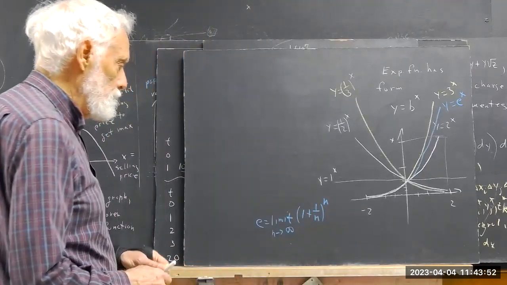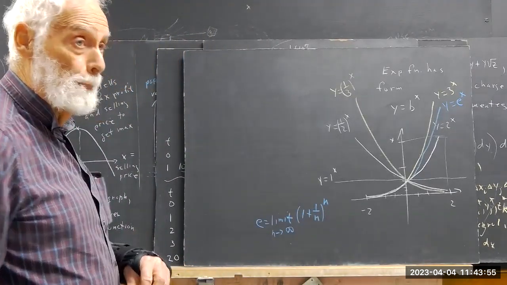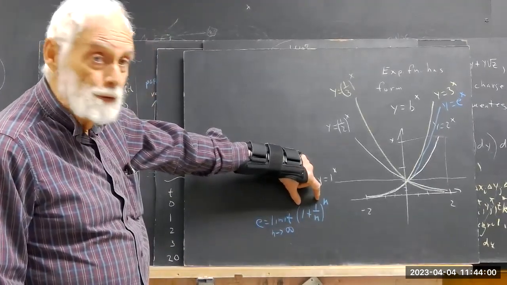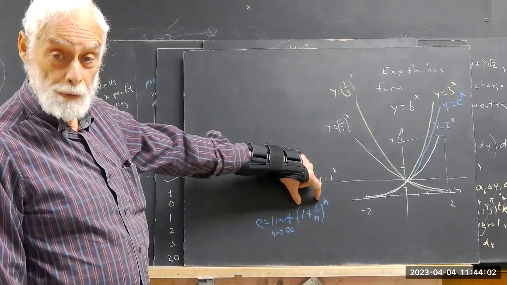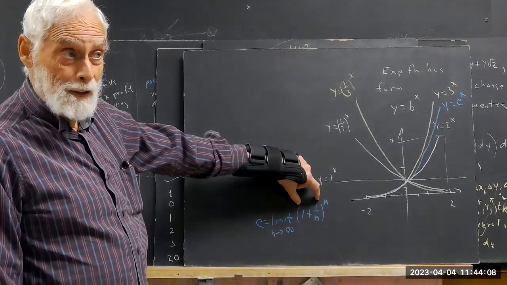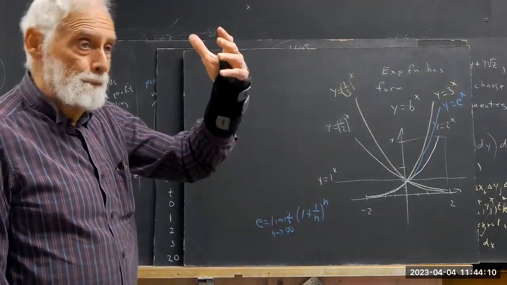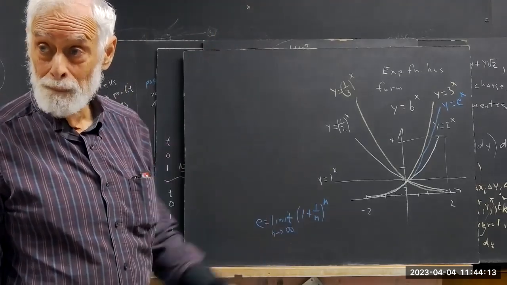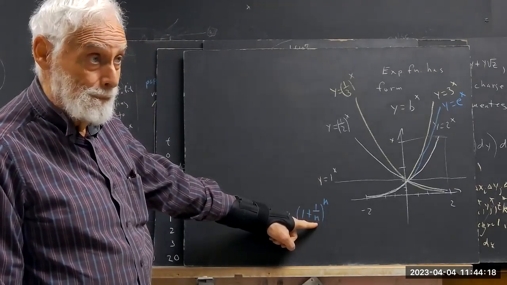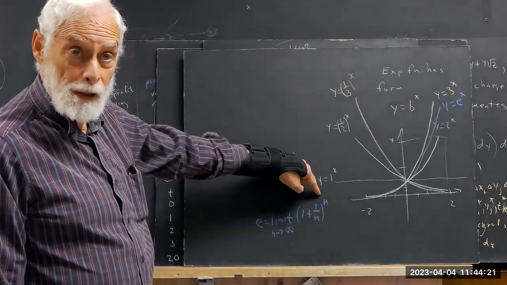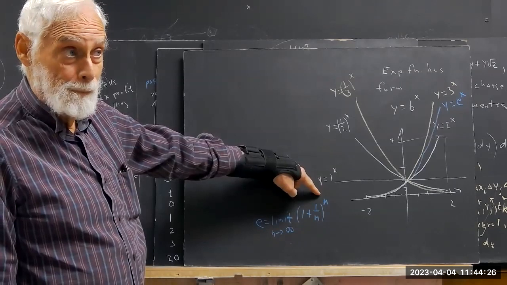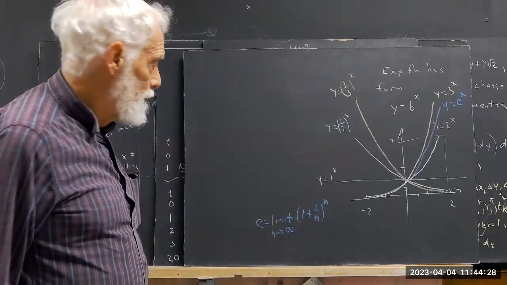e's limit is n approaching infinity of 1 plus 1 over n to the nth power. This is just compounding 100% interest n times. If you got 100% interest instead of 0.10, you just got 1. 100% is 1. You divide the 100% by the number of times you compound it, and then you do that n times. And that gives you your interest for a year, at least your multiplier for a year.